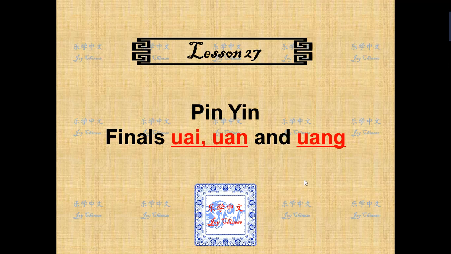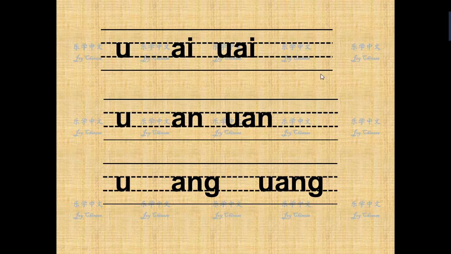In this video, I will introduce 3 finals: uai, uang, and uang. First one is a combination of u with I. Again, you have to speak it out fast. Uai, uai. So you combine these together.